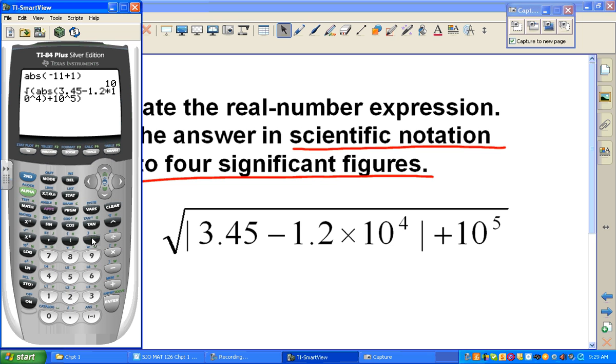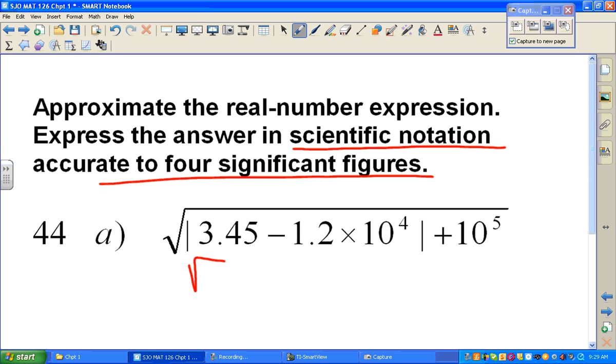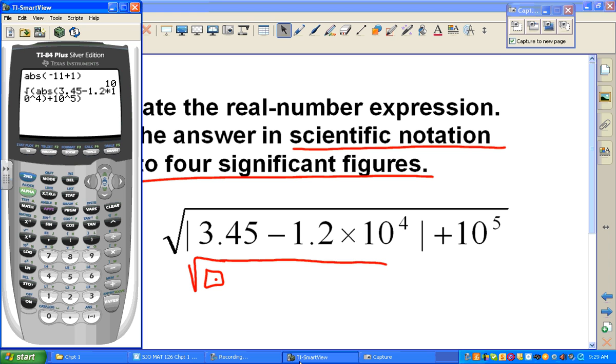Now some of you have calculators that have a box in them. And once you start filling in that box, this thing grows. Well, my calculator doesn't grow. That's why I have to use these parentheses at the beginning and at the end. Okay?